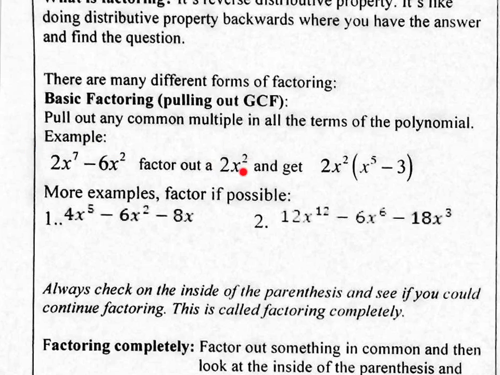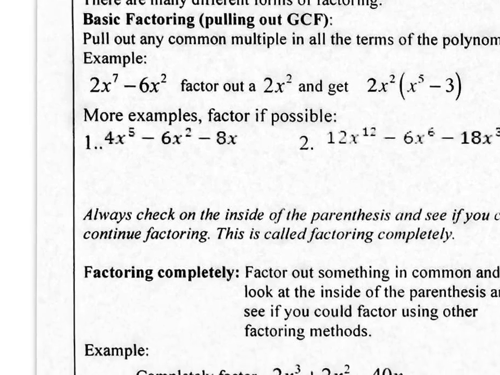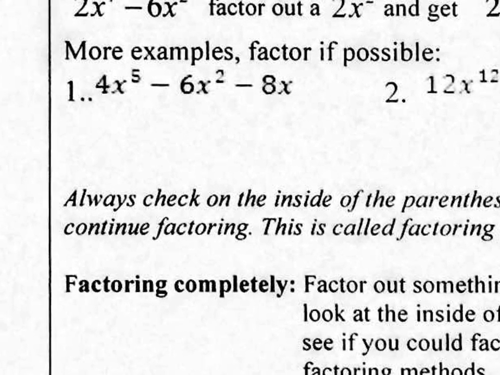So the GCF is 2x squared, and if you pull out a 2x squared from here, you'd have an x to the 5th left over, and if you pull out a 2x squared from here, you'd have a negative 3 left over. So let's do a couple of these examples. We already did them in class. Let's do them again right here on the video.